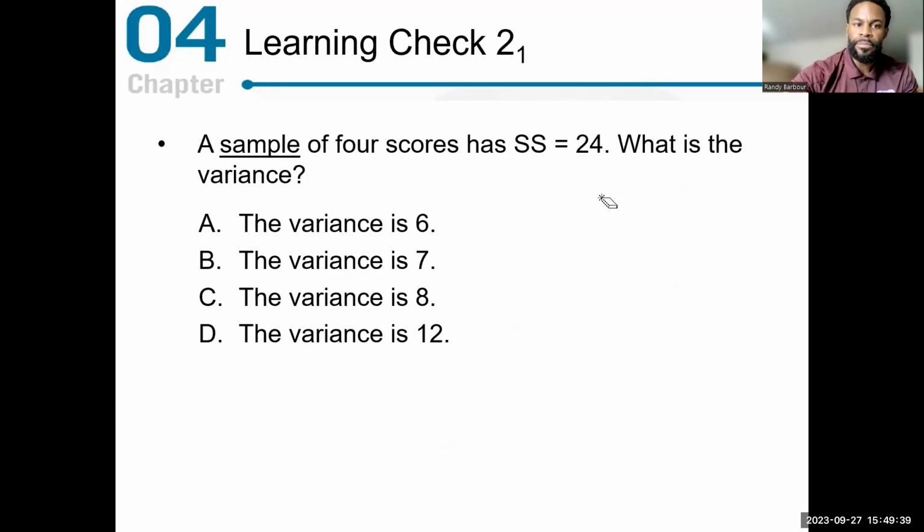Okay, so here is a question. It says a sample of 4 scores has a sum of squares of 24. What is the variance? And again, we're saying sample, right? So a sample of 4 scores has a sum of squares, SS equals 24. What is the variance? What would be the variance in this equation, for the sample?